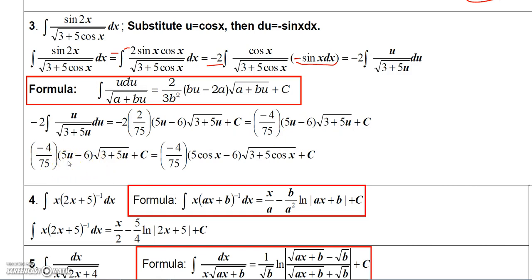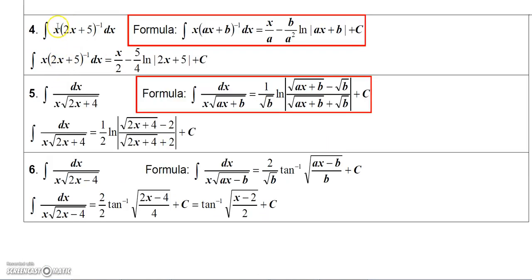Remember what I used for U in the substitution earlier? It was cosine X. So everywhere there's a U, I'm going to put in a cosine X. So where 5U minus 6 will become 5 cosine X minus 6. And 3 plus 5U will become 3 plus 5 cosine X. And then finally, I get the final result from that table.